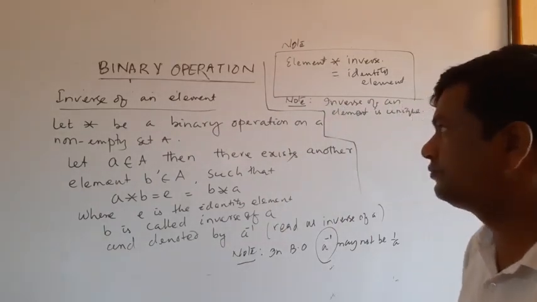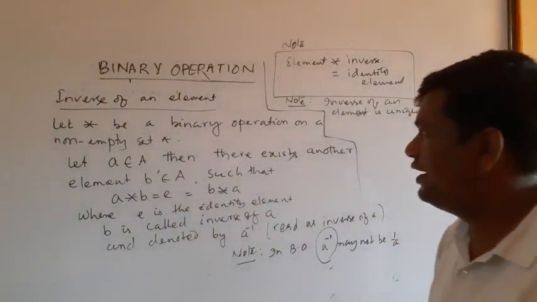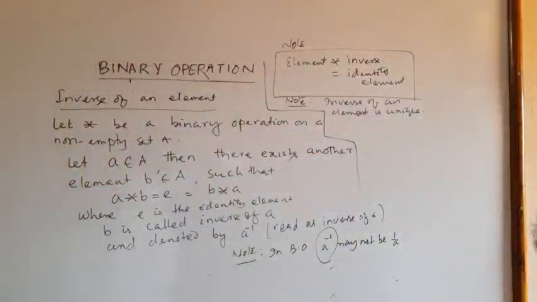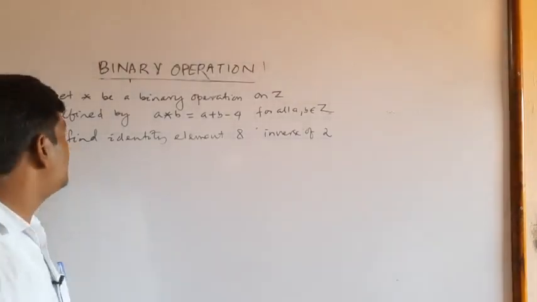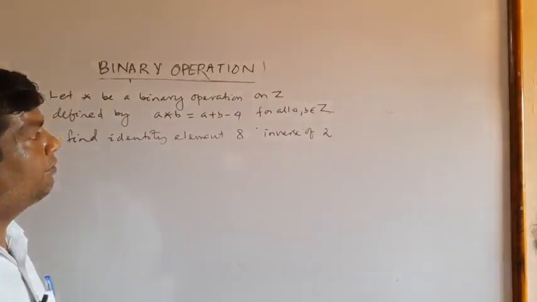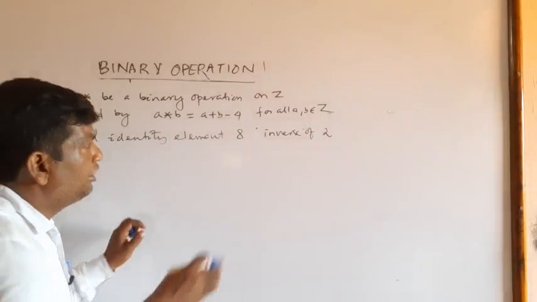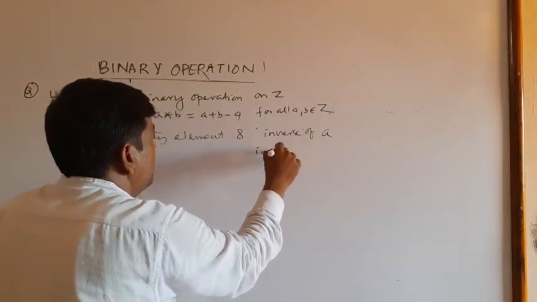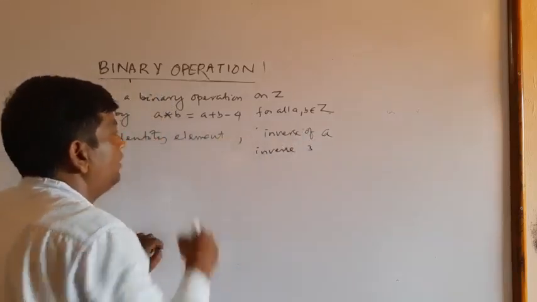Now one question, how to find the identity element and inverse elements. Let star be a binary operation on Z defined by a star b equal to a plus b minus 4 for all a, b belonging to Z. Find the identity element and the inverse of a, and the inverse of 3.